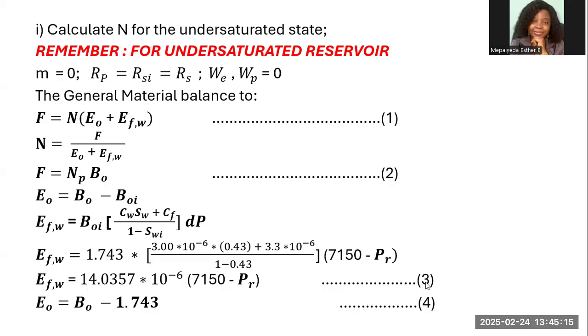So this is equation 3 and equation 4. I'm sure you can arrive at all these. You have your cw you've been given, you have your Sw you've been given, you have your cf. All these are constants you've been given. Here, your Sw equals Swi, so you've been given 0.43. So you estimate this, you estimate your Eo as well. So we are going to be slotting these equations to obtain our N. We'll also obtain the F. You know what F stands for under the saturated state. Okay, so let's go.